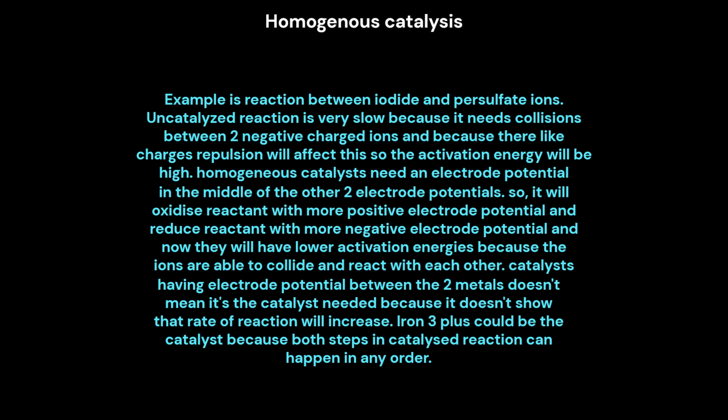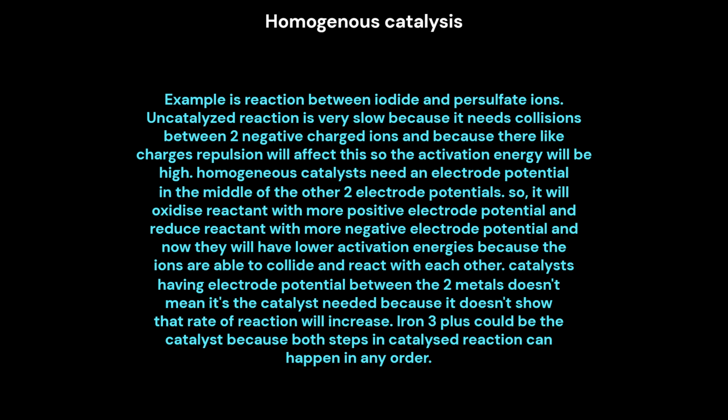An example is the reaction between iodide and persulfate ions. The uncatalyzed reaction is very slow because it needs collisions between two negatively charged ions, and because they're like charges, repulsion will affect this, so the activation energy will be high. Homogeneous catalysts need an electrode potential in the middle of the other two electrode potentials. So, it will oxidize the reactant with more positive electrode potential and reduce the reactant with more negative electrode potential, and now they will have lower activation energies because the ions are able to collide and react with each other.